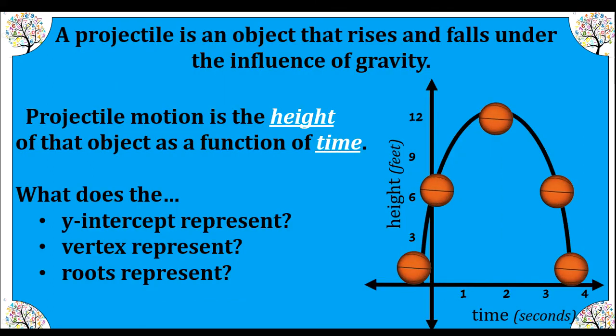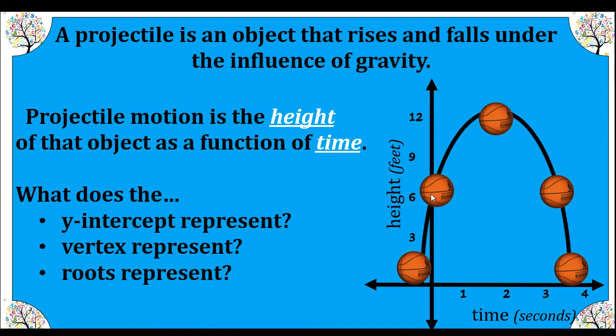Okay, so our definition for projectile: a projectile is an object that rises and falls under the influence of gravity. So in the example in the video, as well as what we have on the screen, the basketball is the projectile. Projectile motion is the height of that object as a function of time.